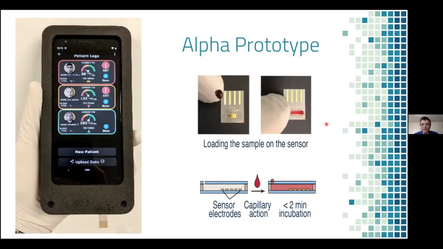So at the beginning of the year, Aptitude gave us their alpha prototype. It's basically just an Android phone in a case with a blood chip that can be inserted at the bottom. The process for inserting the blood is shown over here on the right. There's the chip, and you drop some blood on it. It goes through the capillaries of the chip as pictured down below. And then once the blood has gone through the chip, the measurement can be taken.